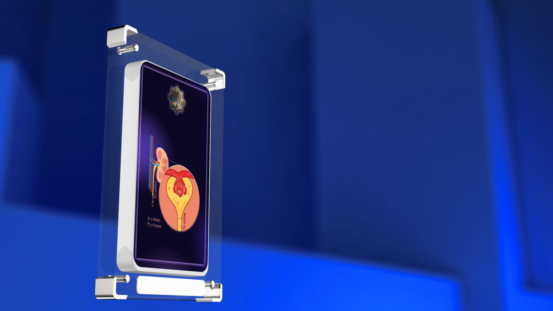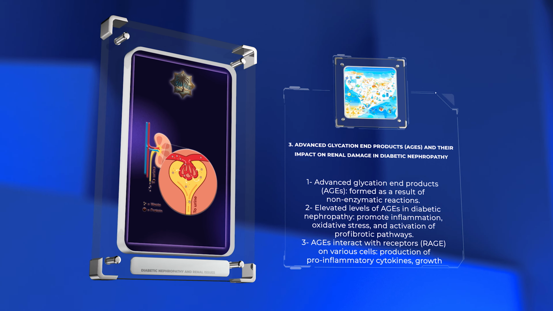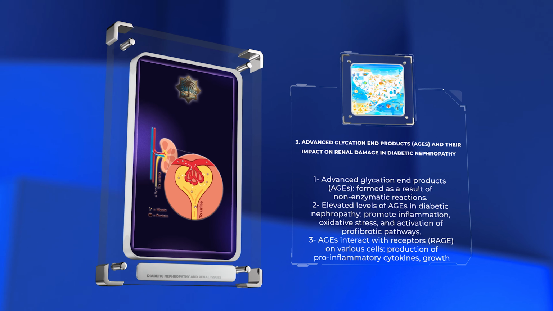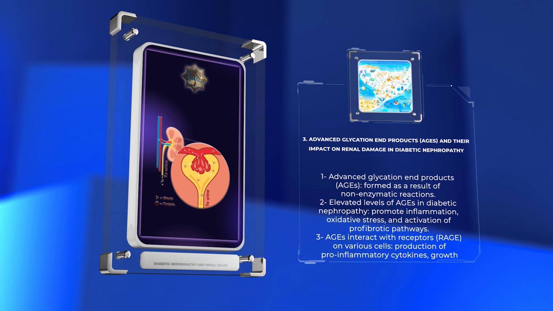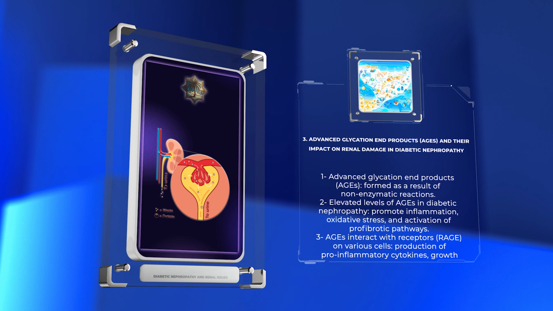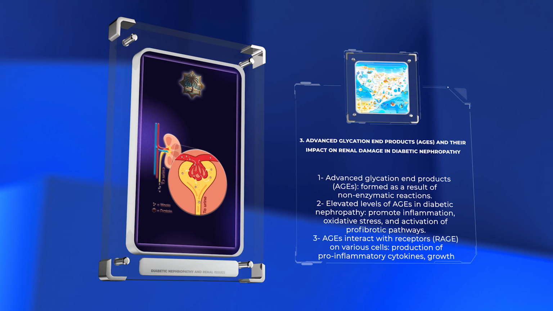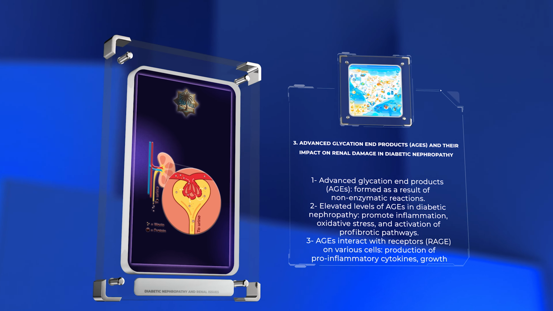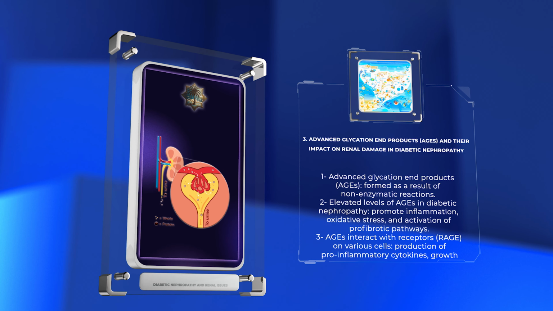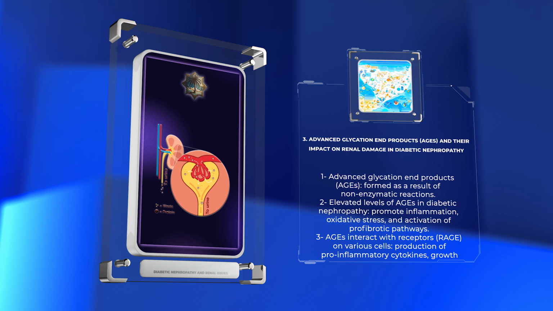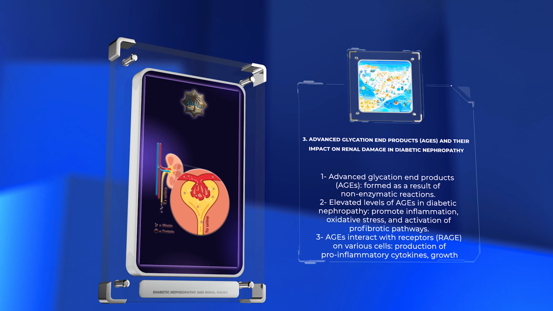Advanced glycation end products, AGEs, are formed as a result of non-enzymatic reactions between reducing sugars and proteins. In diabetic nephropathy, elevated levels of AGEs contribute to renal damage by promoting inflammation, oxidative stress, and the activation of profibrotic pathways. AGEs interact with their receptors, RAGE, on various cells, including mesangial cells, podocytes, and tubular cells, leading to the production of pro-inflammatory cytokines, growth factors, and extracellular matrix proteins.